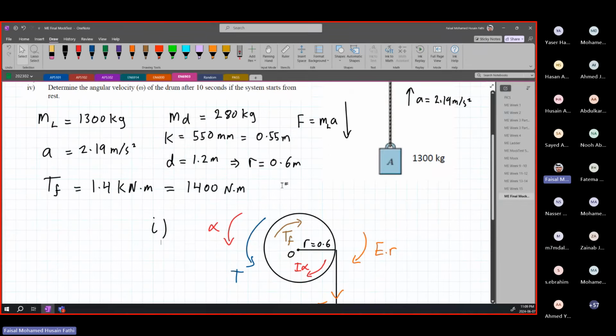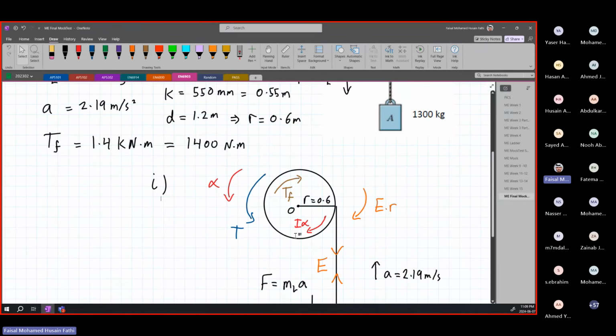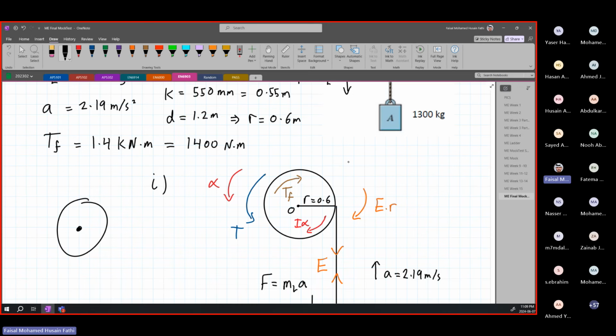Why is I alpha with TF? I alpha is always going to be in the same direction as TF, always. Think of it this way. This friction over here, TF, is due to the bearing in the middle. Because we have something rotating, we're going to have friction at the bearing in the middle. If this is rotating in any direction, there will be friction in the opposite direction. So this is our TF from the bearing. Alright? This is for TF.